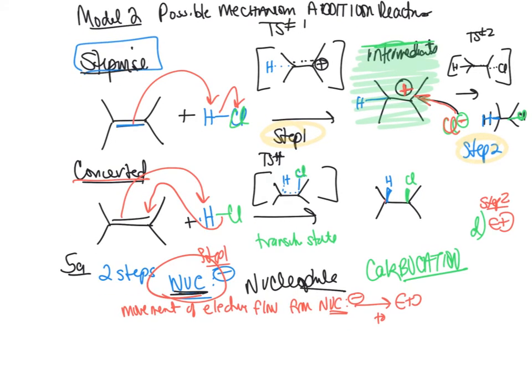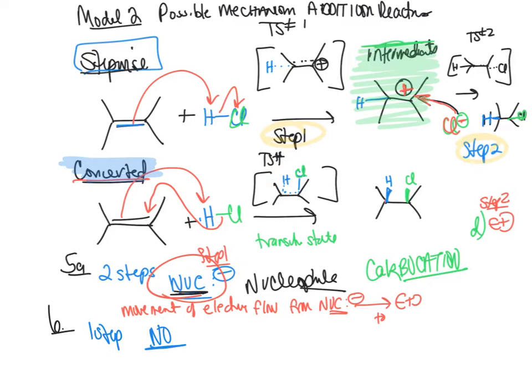Consider the concerted mechanism. Okay, so now we're looking at the concerted mechanism. How many steps are in the concerted mechanism? Did you put 1 step? Is the intermediate cation formed in the concerted mechanism? No, we have no intermediate, no carbocation.